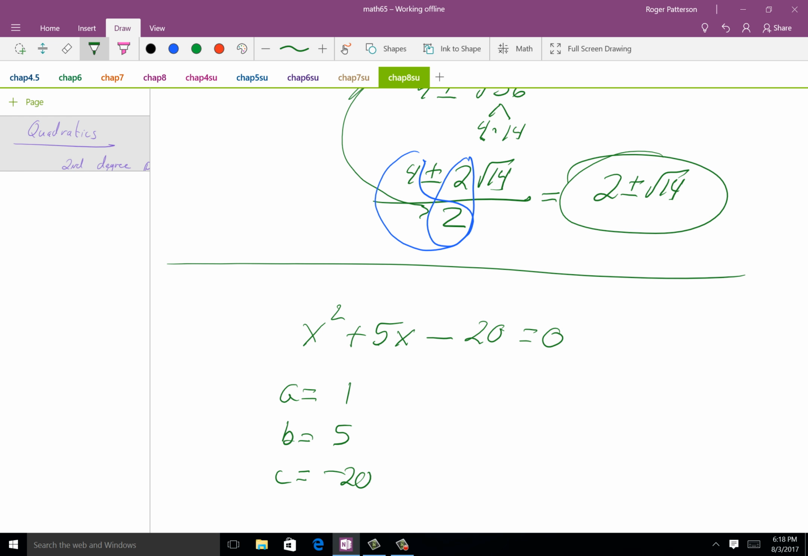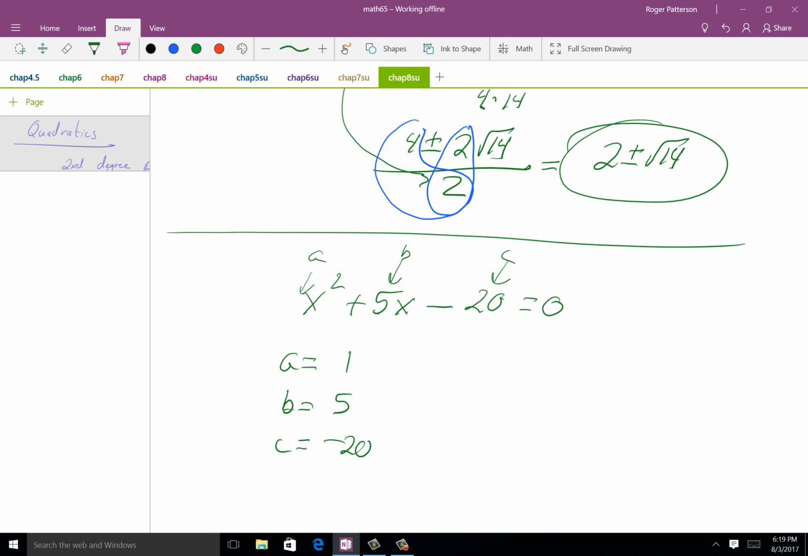A, B, C. Now, it's not always going to be A, B, C in that order. All right? There's going to be some things perhaps mixed around. So we have to know that A is in front of the x squared, B is in front of the x, C is the constant or the number. A, B, C.